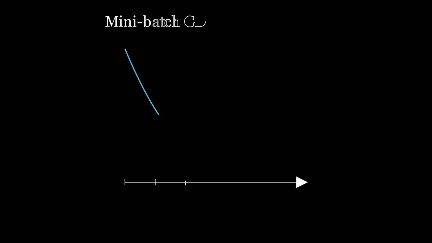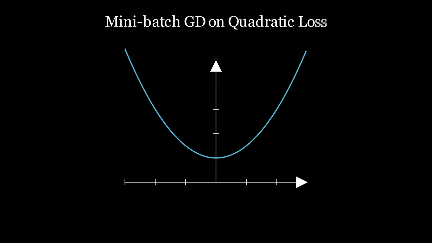Let's visualize mini batch GD's path. It's smoother than SGD but still has some noise. The path is less erratic than SGD but more flexible than batch GD, often finding better solutions. This balance makes mini batch GD the default choice for training most neural networks.